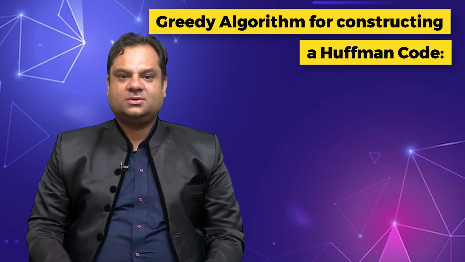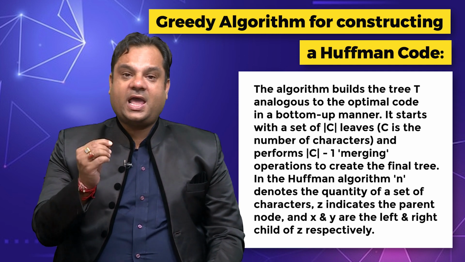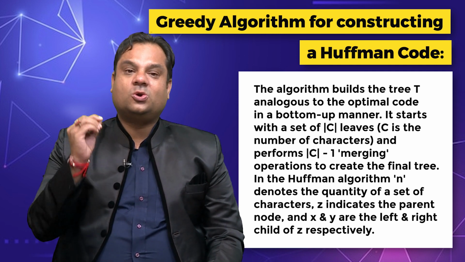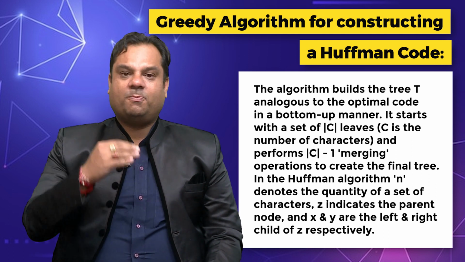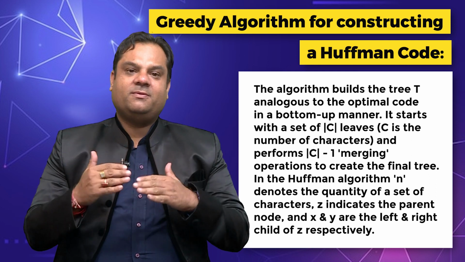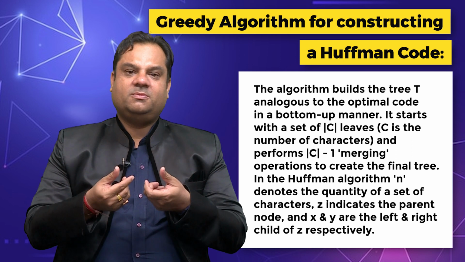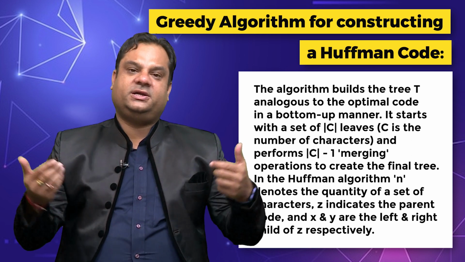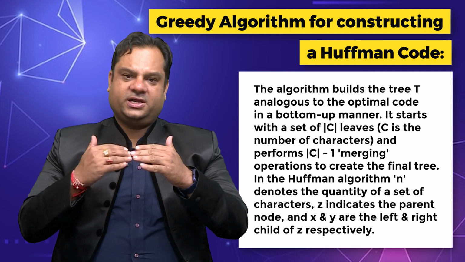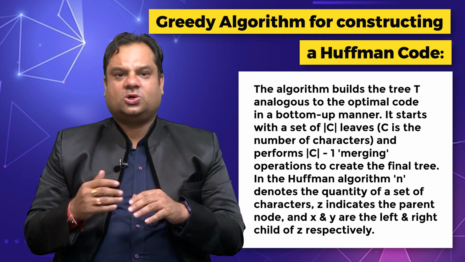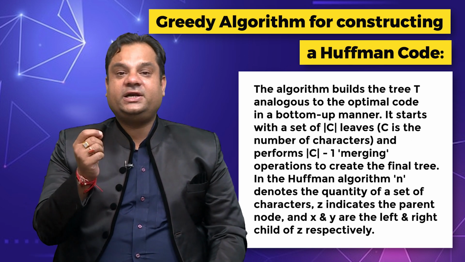So the algorithm builds the tree T analogous to the optimal code in a bottom up manner. Why bottom up? First we connect the less frequent items in the bottom places and the high frequency items at the top places. We take one example, by which we can understand how we take a bottom to top approach, or bottom up manner. So it starts with a set of C.